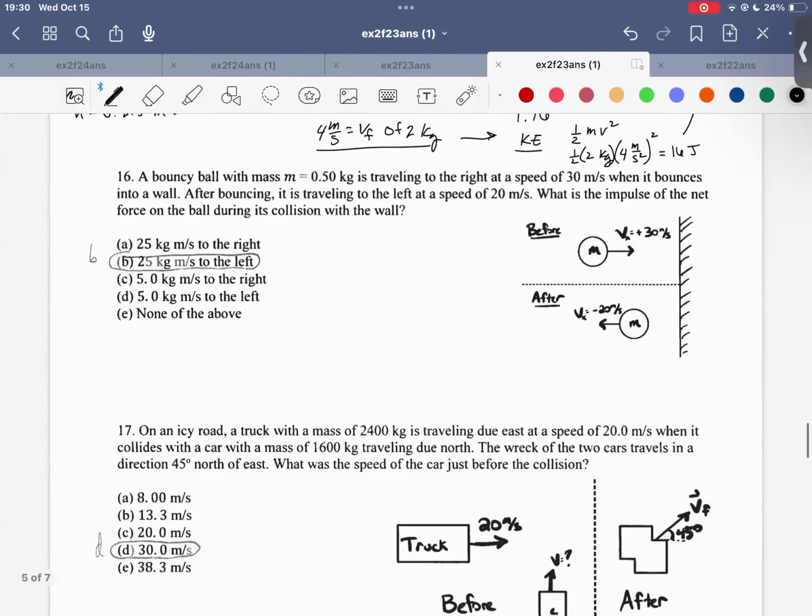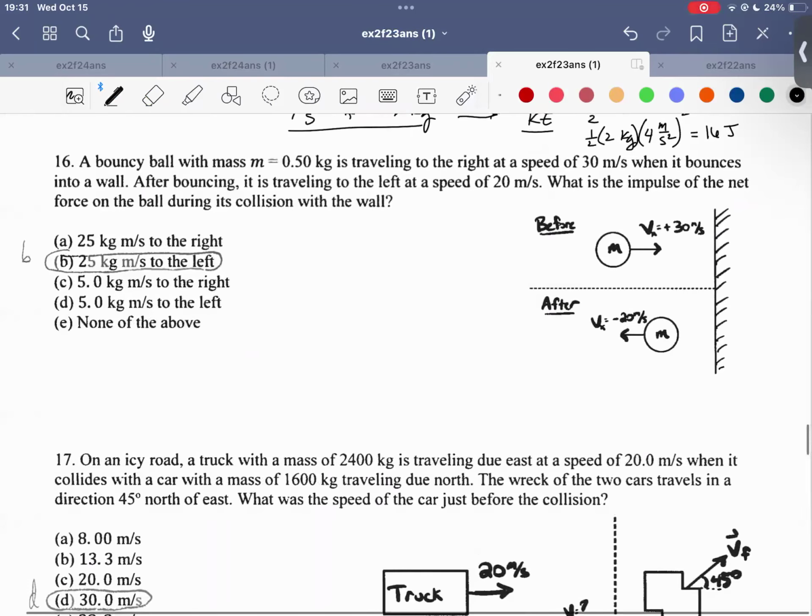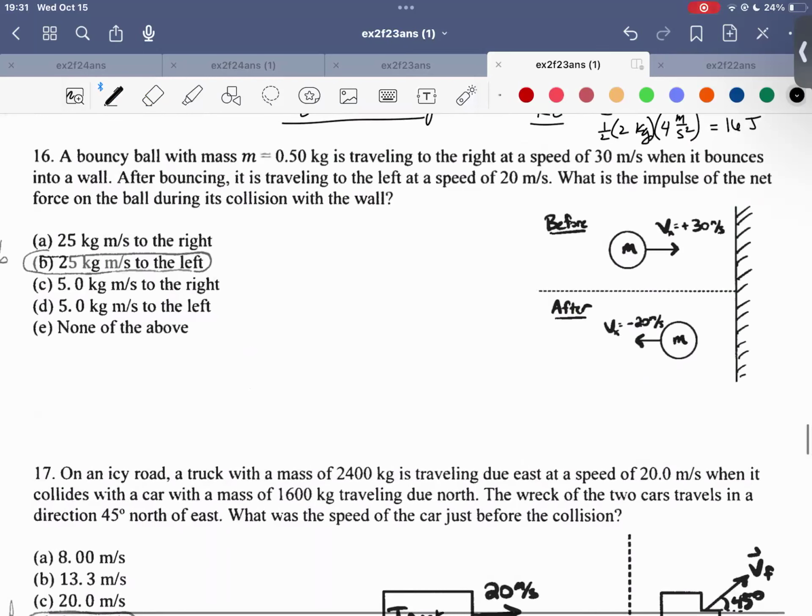All right, and 16 is the impulse question. So impulse on your formula sheet is given as J, and it's just change in momentum.